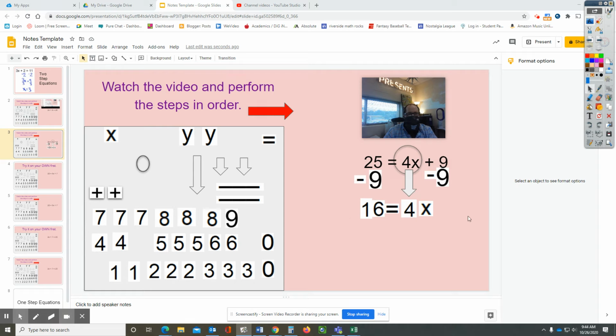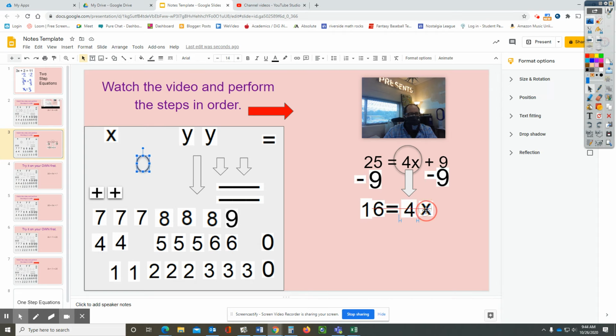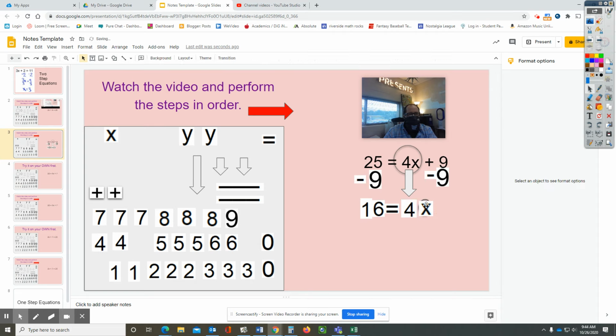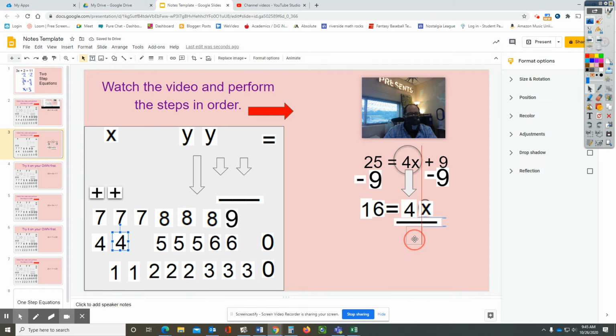What I have though is a 4x. I'm going to put this circle on top of my x so that I know that it's now isolated here. So I'm going to keep that x alone. And the 4 beside it is multiplying. When two things are side by side, they multiply. So I want to do the opposite of multiplication. In this case would be division. So to get rid of my multiply by 4, I'm going to do the opposite and divide by 4.